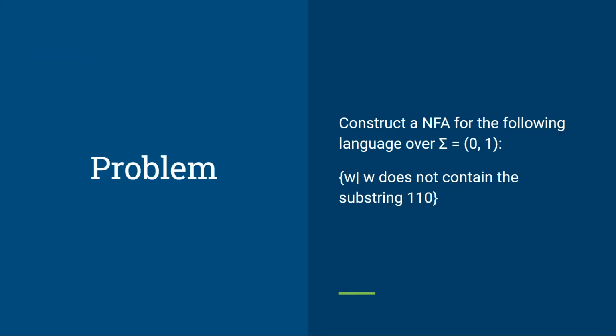For the problem given here, we need to construct an NFA for this language. We need to have W, where W does not contain the substring 110. Now, what does this mean? It means W accepts any string that doesn't have the substring 110.